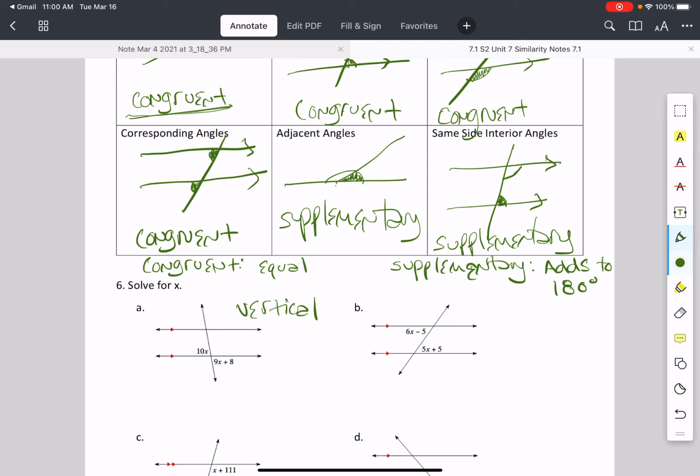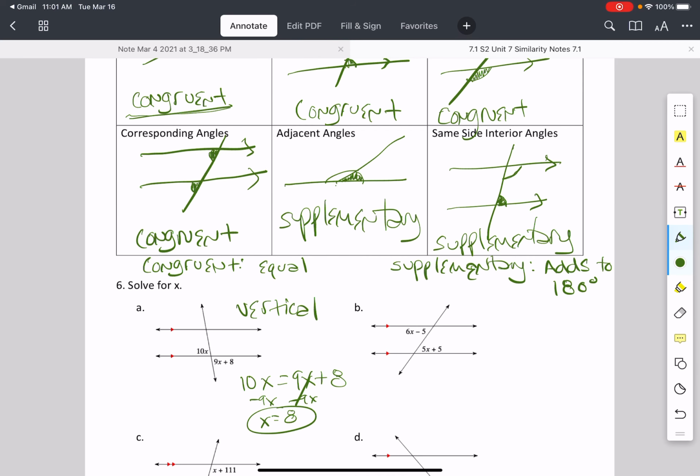So to find x, I'm going to take the 2 and set them equal to each other. So 6A was vertical. So that is how I know how to set them equal to each other. Now I just find x. So x equals 8. Questions?